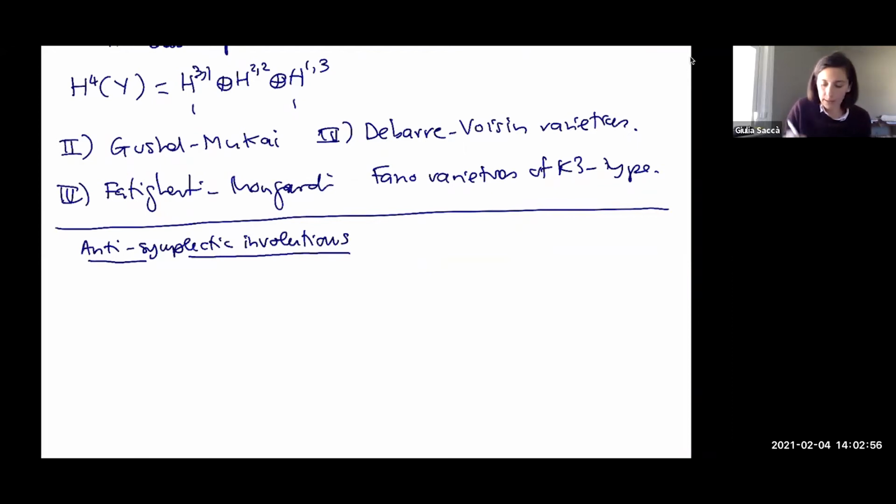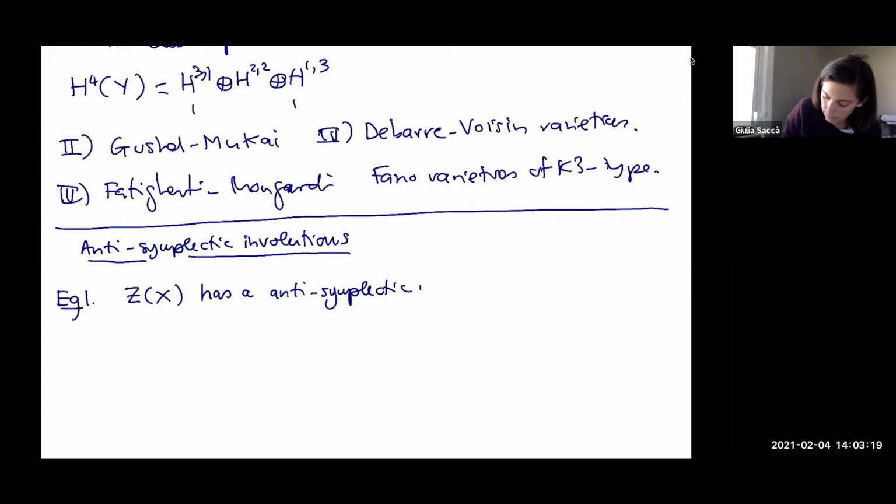So let me start with a few examples, and we're going to try and generalize from these examples. The first example is on the Lehn-Lehn-Sorger-Sorger-Straten eightfold. There is a natural anti-symplectic involution, which I'm going to denote by tau. And anti-symplectic, of course, just means that the action on the symplectic form is minus the identity.